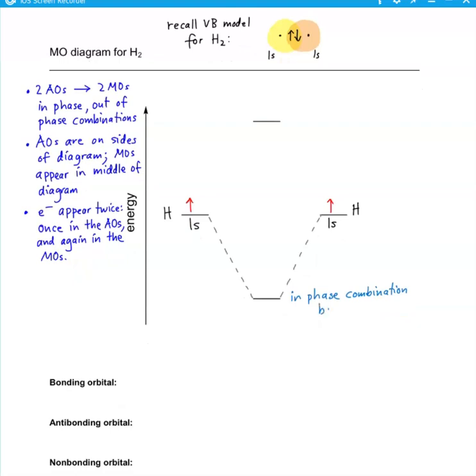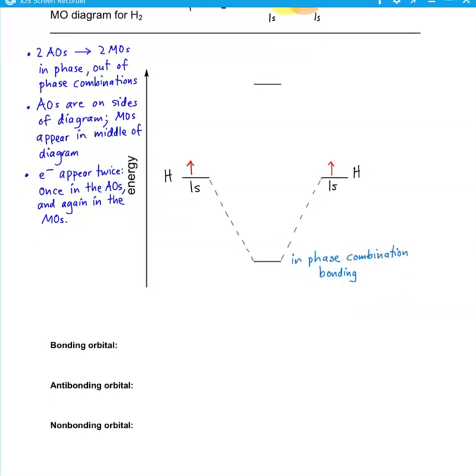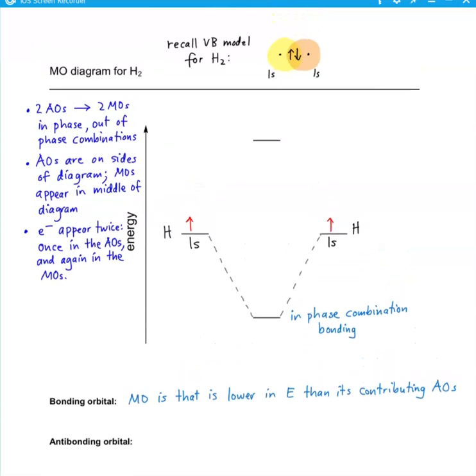And because it's a lower energy orbital than the atomic orbitals we started with, it's called a bonding orbital. So we can add that in down below. A bonding orbital is a molecular orbital that is lower in energy than its contributing atomic orbitals. Contributing atomic orbitals meaning the atomic orbitals you use to create it. Okay, so that's our in-phase combination. We'll look at a picture of the orbital in just a second, but now let's do the out-of-phase combination.